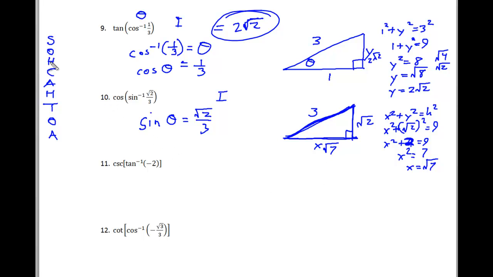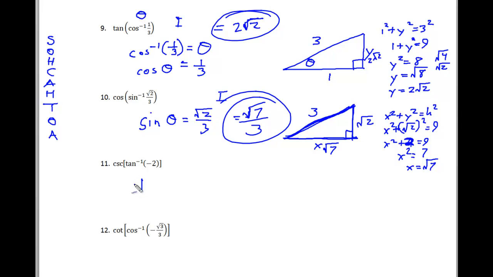So the sine is the opposite over hypotenuse. We figured that out. Now we need the cosine, which is the adjacent over hypotenuse. The adjacent is square root of 7. Hypotenuse is 3. Square root of 7 over 3. There's your answer. All right, let's do problem number 11. Then I'll move this down a little bit and pop my SOHCAHTOA back up on the page here.